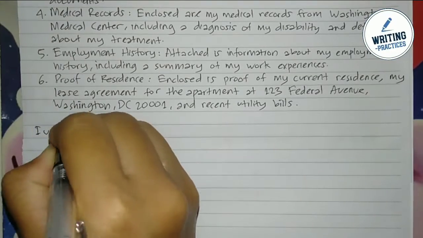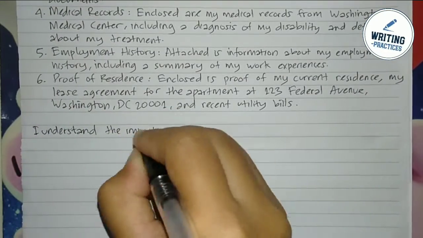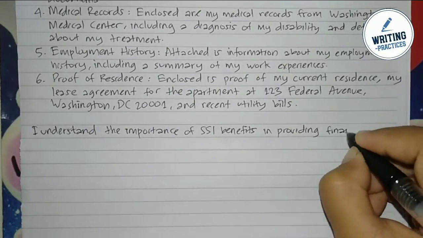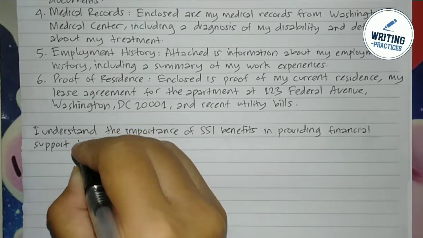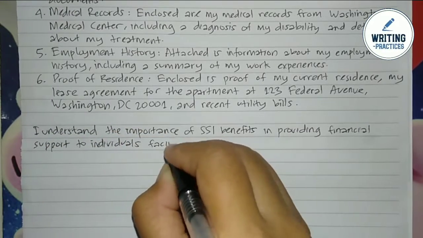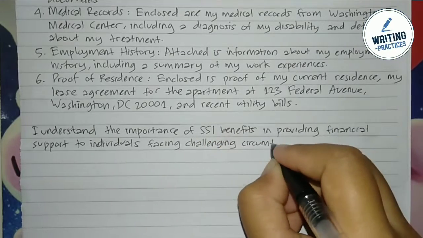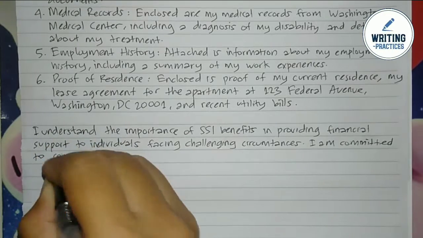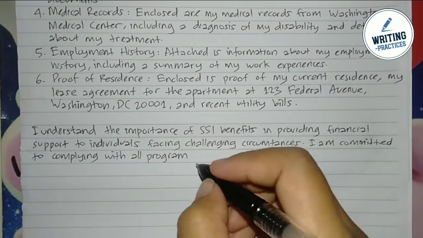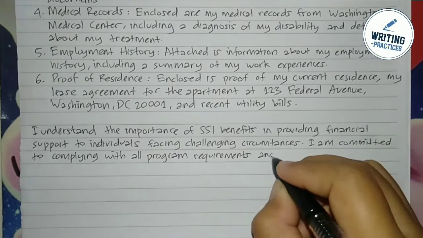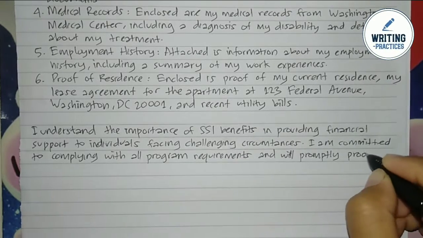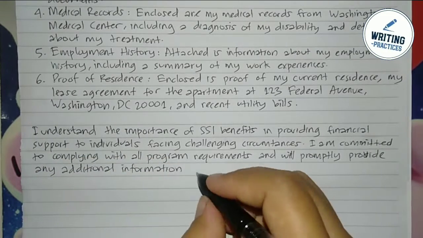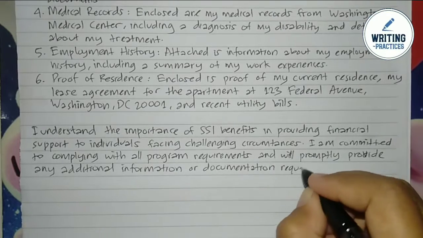In the 3rd paragraph, write your commitment to compliance. Here, you need to express your understanding of the importance of complying with all program requirements. For example, I understand the importance of SSI benefits in providing financial support to individuals facing challenging circumstances. And then, state your commitment to providing any additional information or documentation requested. If you don't know what to write, you may copy this. I am committed to complying with all program requirements, and will promptly provide any additional information or documentation requested by your office.